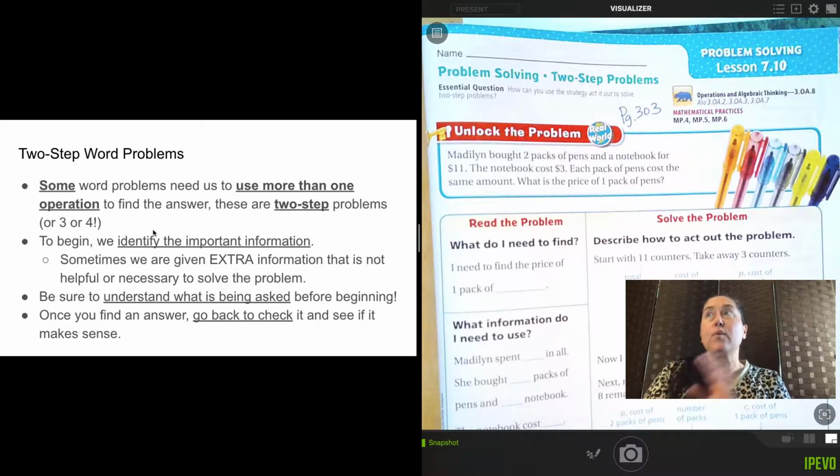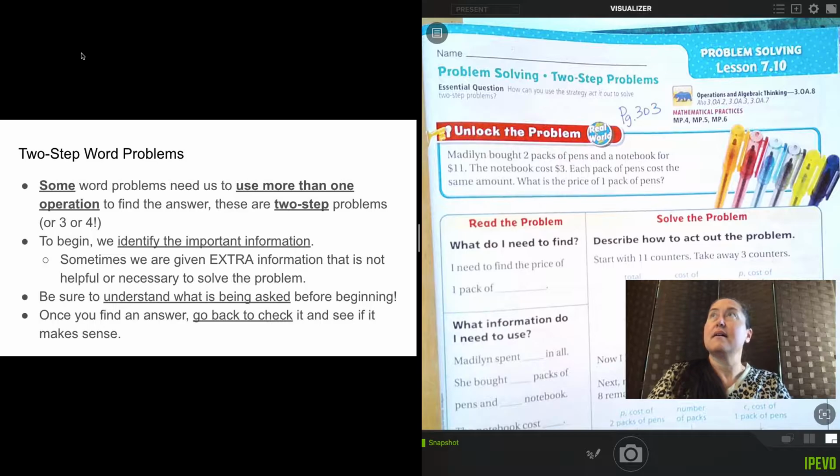So to begin, we identify the important information. Sometimes we are given extra information that isn't helpful or necessary to solve the problem. So be sure to understand what is being asked before you begin. And once you find an answer, go back to check. Check it and see if it makes sense. Those are some tips for working with two-step problems.